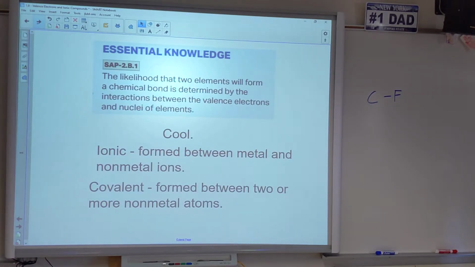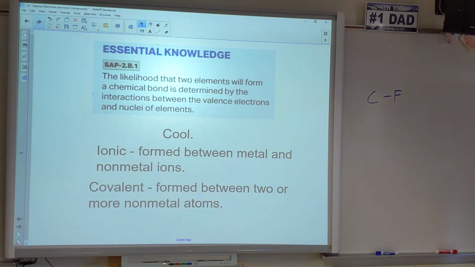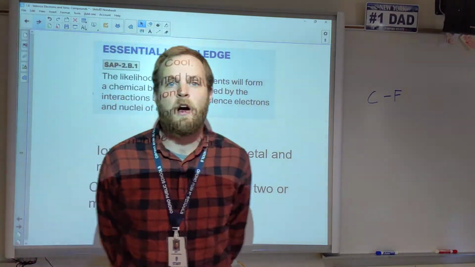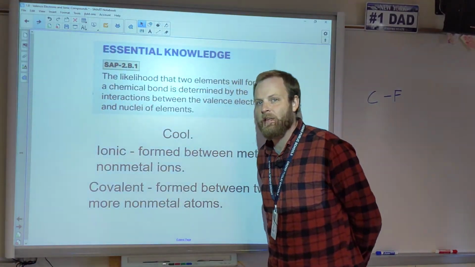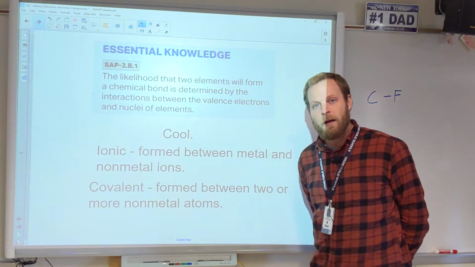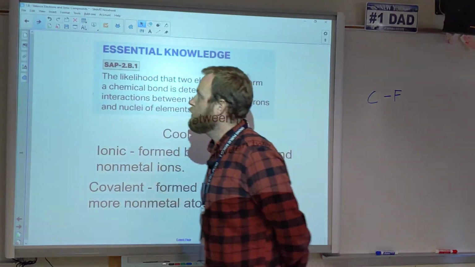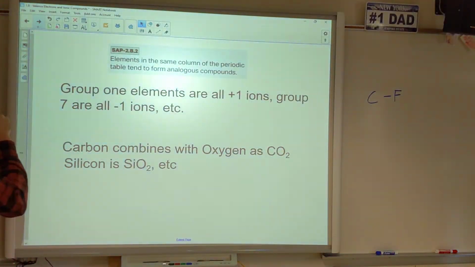The likelihood that two elements will form a chemical bond is determined by the interactions between the valence electrons and nuclei of elements. So that's pretty neat, huh? It's basically saying that all chemical reactions are because of the valence electrons, and depending on how many and what type of valence electrons they have, they'll form different chemicals. Ionics are formed between a metal and a nonmetal, and then covalents are formed between two or more nonmetals. That's review from first year of chemistry class.